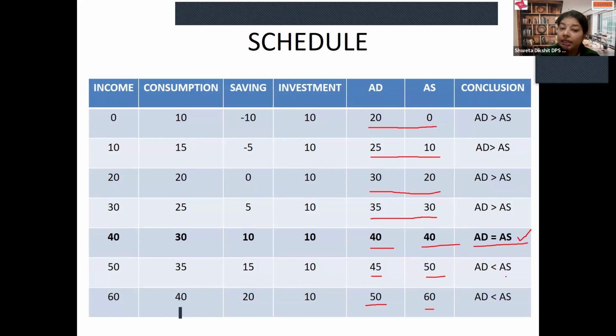I repeat that you can take any numbers of your choice, but just remember that the heads cannot be changed and the pattern of writing the phases cannot be changed. Always opt for AD first. That means you cannot write AD is greater than AS, AD is equal to AS, and then AS is greater than AD. No, you can't write like that. You just have to opt for AD first.